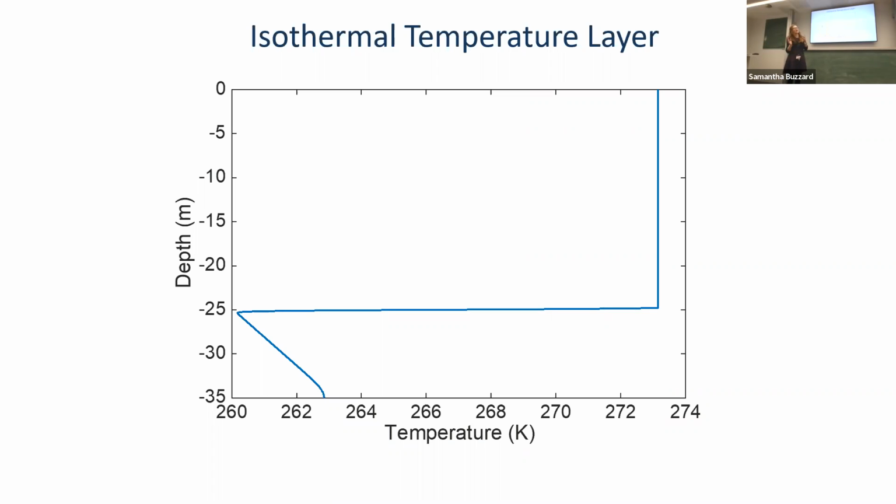So first of all, looking at the temperature profile that these changes to the model gave us. On the y-axis here, 0 is the top of the ice shelf, negative numbers are looking down into it, and then temperature increases across the x-axis. You can see that all the way down to 25 meters in the ice shelf, we had things that were isothermal at the melting temperature of ice.